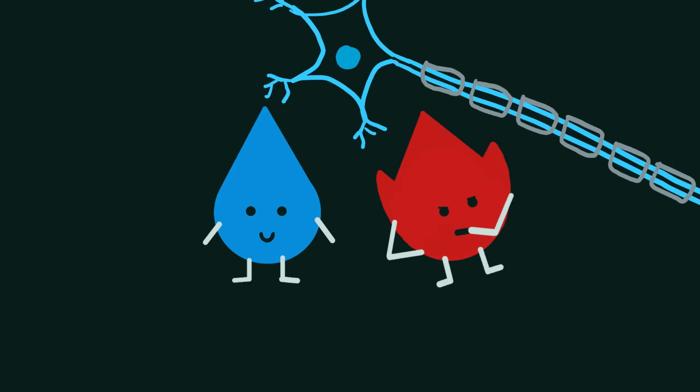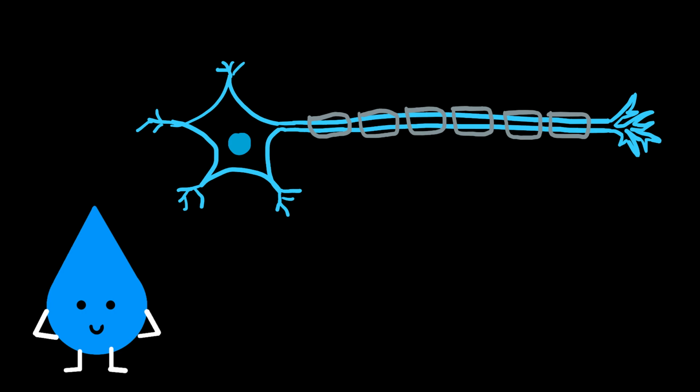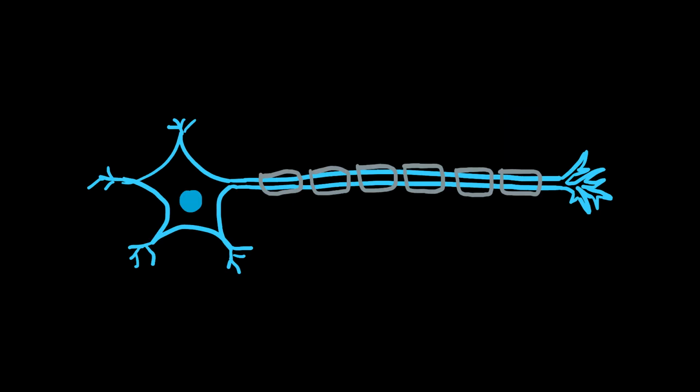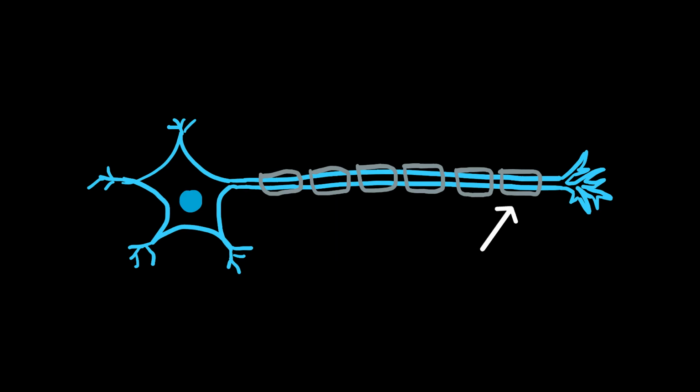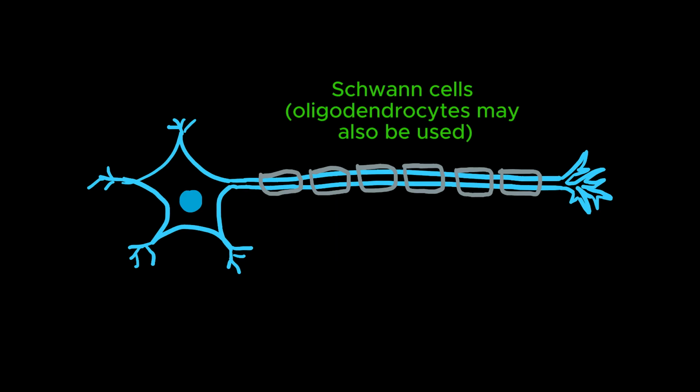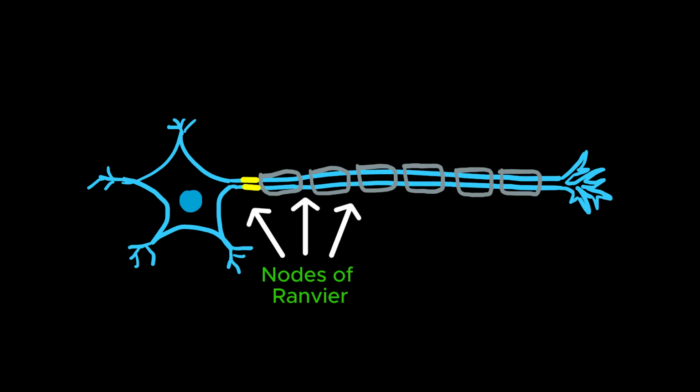H2O, why are there blobs around the neuron? This is myelination, which makes the transmission faster. It consists of adding a myelin sheath to the neuron. This is made of special cells, such as Schwann cells, which wrap around the neuron. This way, the transmission only has to occur at the gaps called nodes of Ranvier, rather than at each point along the neuron.